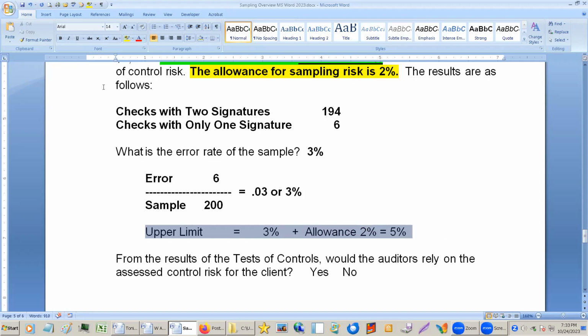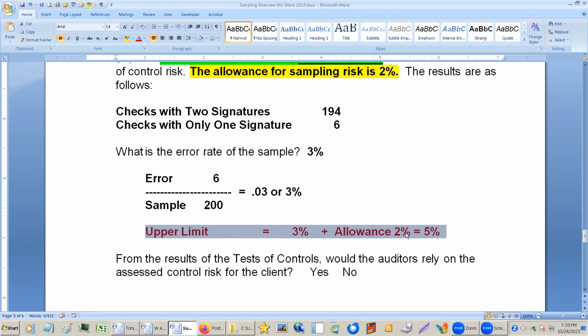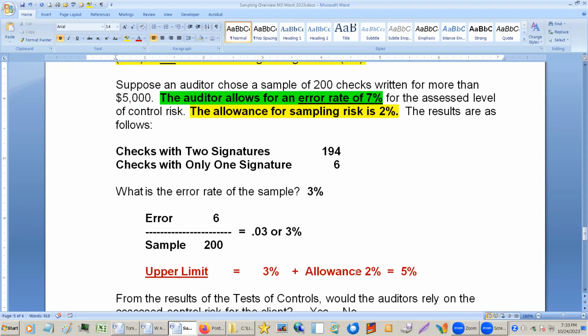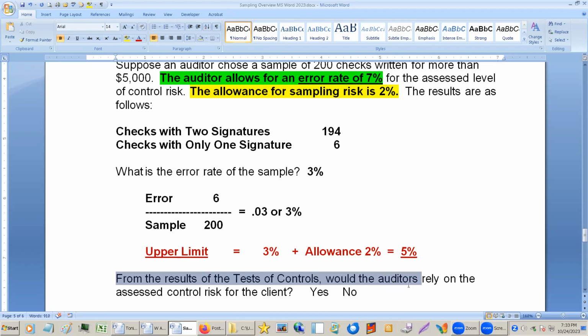Okay, so this is the key down here. Our upper limit is 3% that we found for our error rate, plus we have an allowance, it's a bell curve, right? And so we're saying that the upper limit on this is 5%. Now, the auditors allow for a rate of 7%. So are we going to rely on the internal controls? We're okay if it's up to 7%. Our upper limit is 5%. Will we be okay relying on the internal controls?